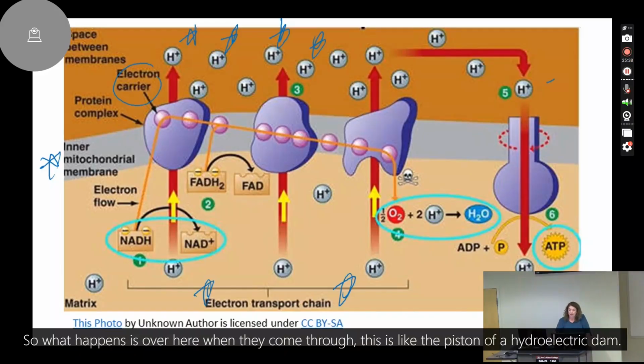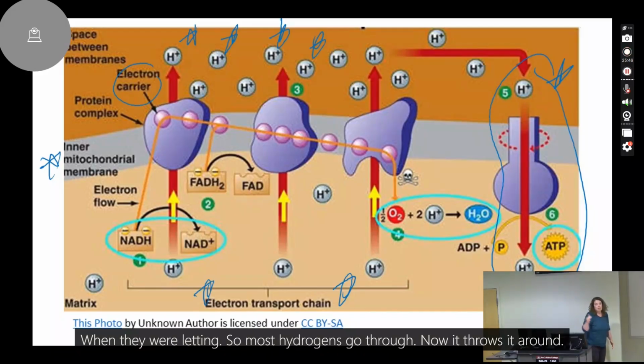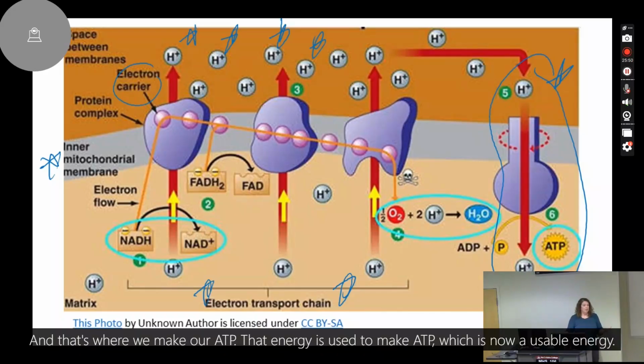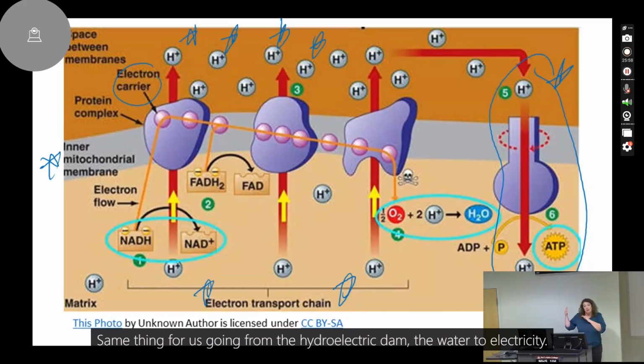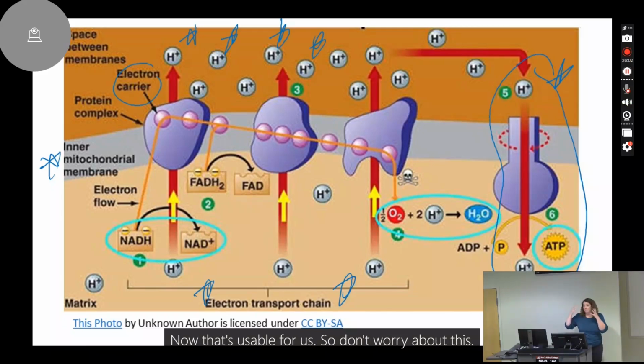So what happens is over here, when they come through, this is like the piston of a hydroelectric dam. When we're letting some of those hydrogens go through, now it swirls around, and that's where we make our ATP. That energy is used to make ATP, which is now a usable energy. Same thing for us, going from the hydroelectric dam, the water, to electricity, now that's usable for us.